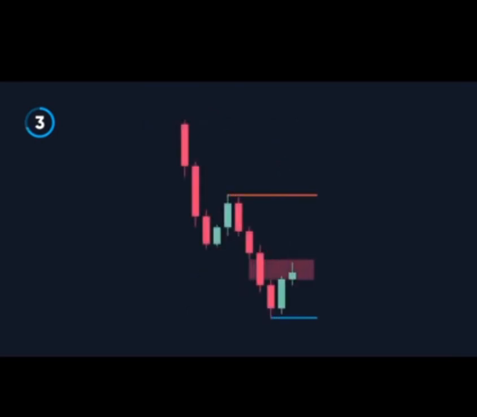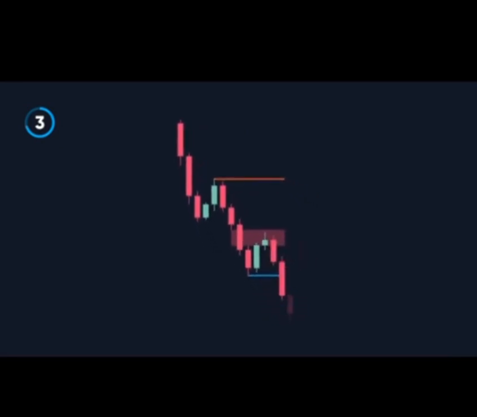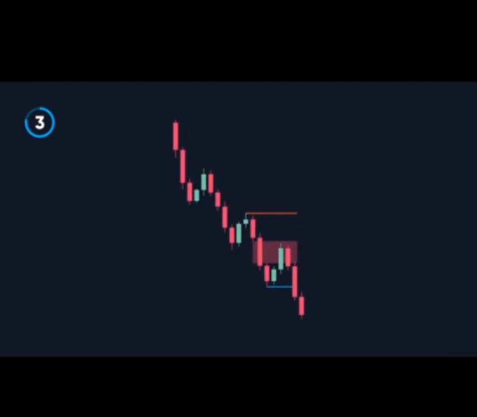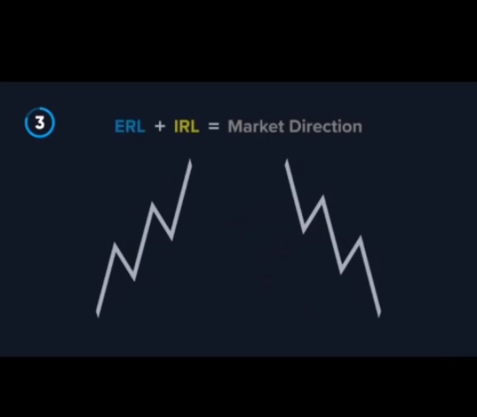If we are expecting price to break through the sell side external range liquidity levels, we want to look within the previous impulsive bearish move for internal range liquidity that can progress the move lower in the form of a bearish fair value gap. So this explains the relationship between internal and external range liquidity, which is how the trending moves are formed on the chart.